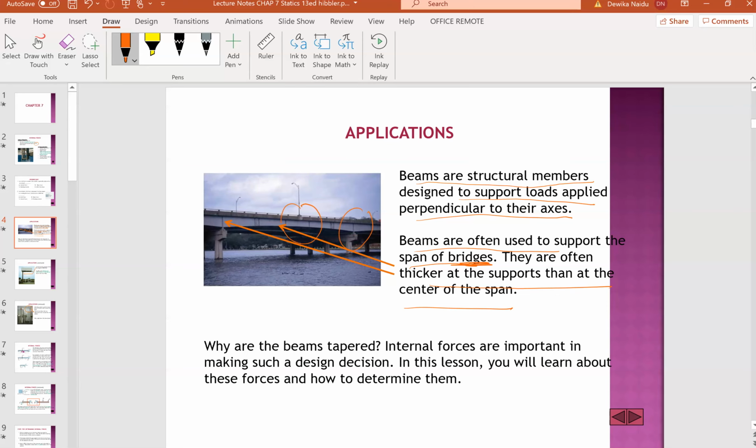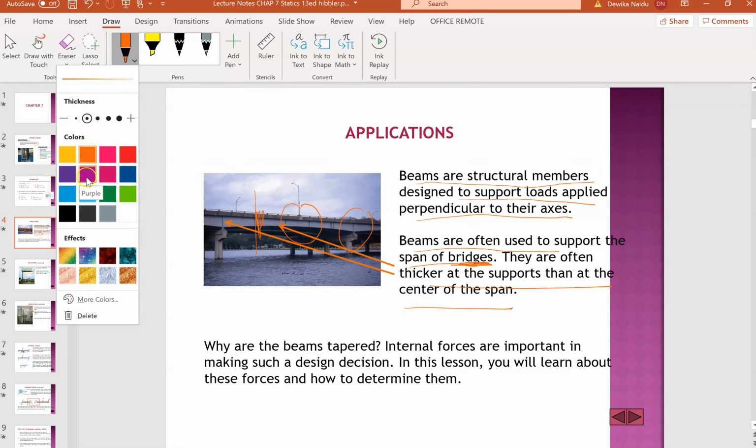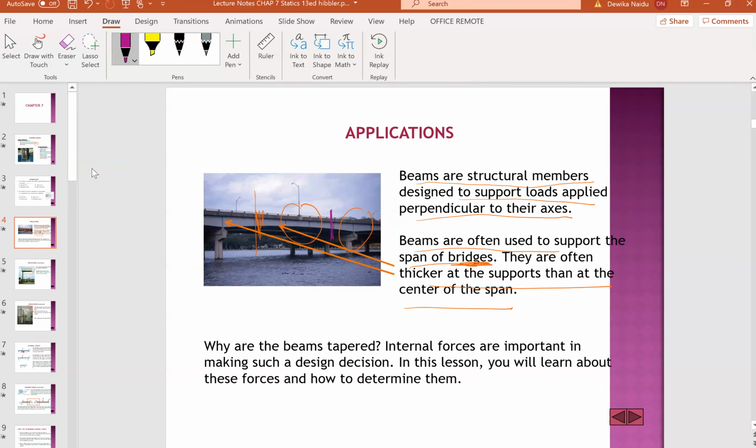So there must be some studies being done on the forces that exist internally, that are happening and that you need to study. That's the reason why we ask what the force is here, what the force is here. Based on that, we can design the bridge or any structure, where it has to be thicker and where it has to be thinner. And so that is the reason for this chapter.